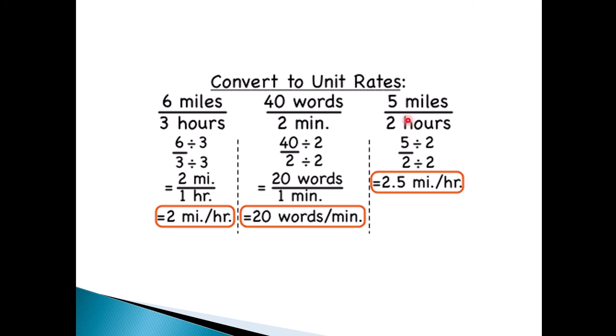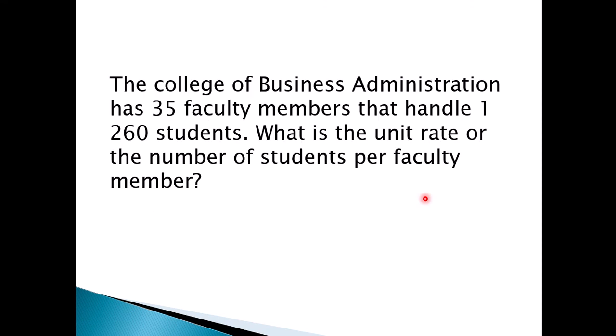Another example, 5 miles over 2 hours, that's 5 over 2. And then we simplify it by dividing both numerator and denominator by 2. We will get 2.5 miles per hour. So these are just example how we convert to unit rates. Okay, a sample problem goes like this. The College of Business Administration has 35 faculty members that handle 1,260 students. What is the unit rate of the number of students per faculty member?